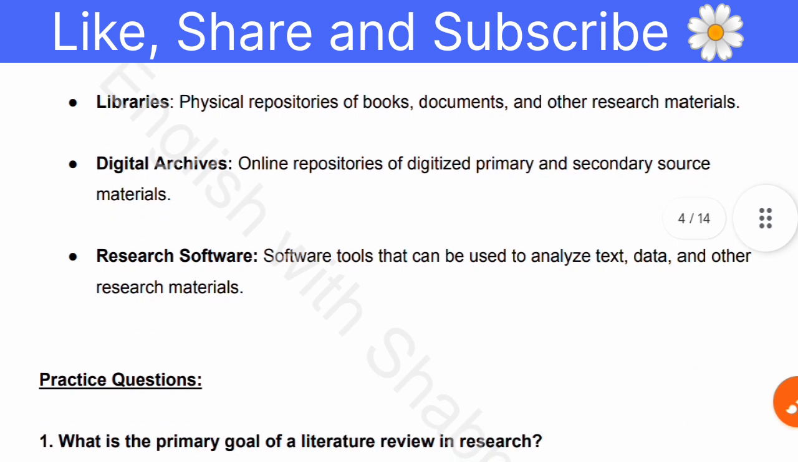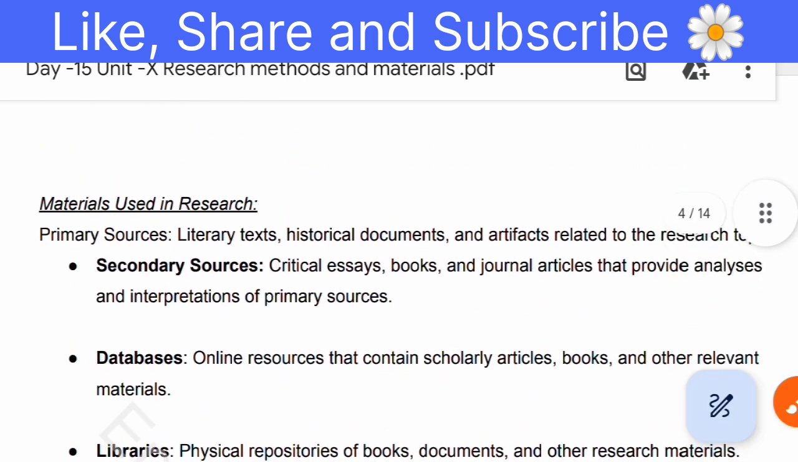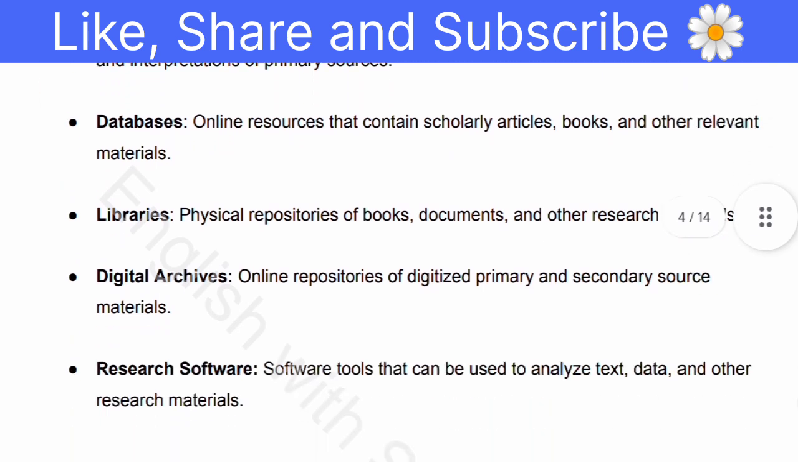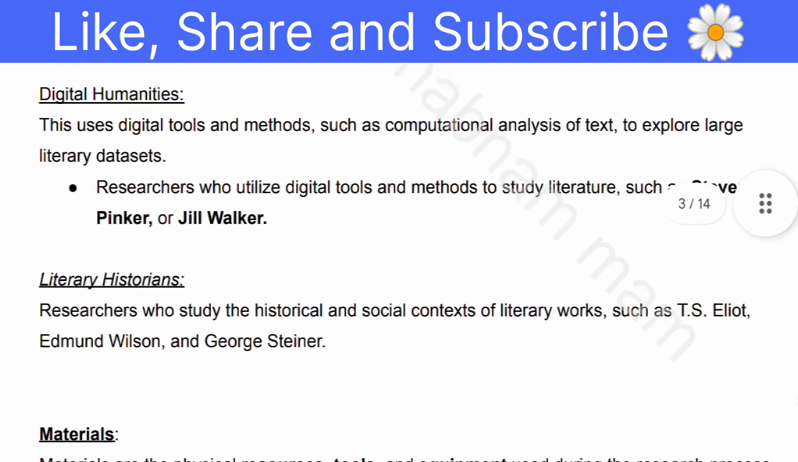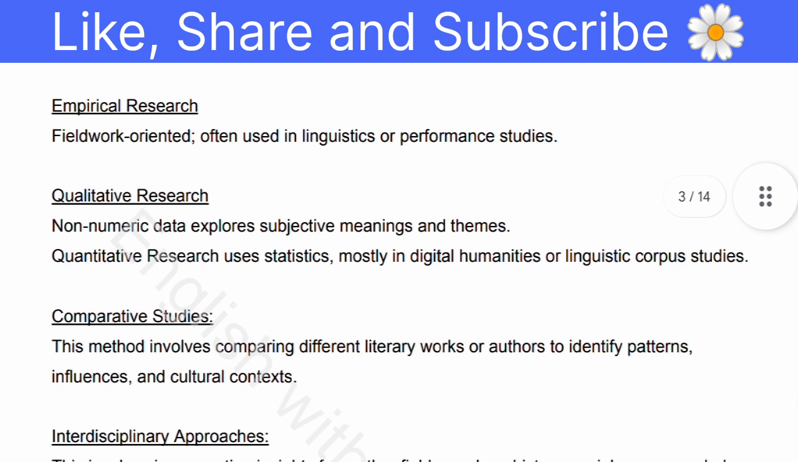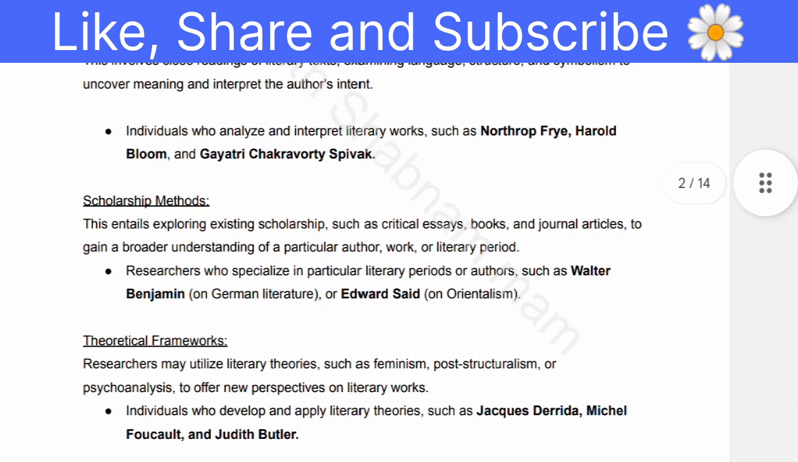Research software is software tools that can be used to analyze text, data and other research materials. So now you know which type of materials and tools you use while doing your research. These are the primary and secondary sources: databases, libraries, digital archives and research software. And you have also seen what steps you follow while doing your research.